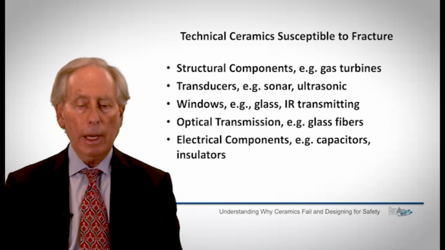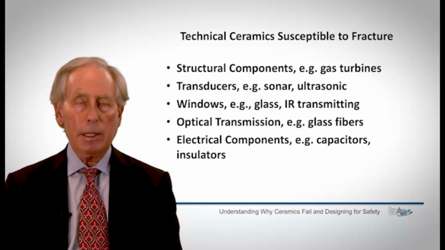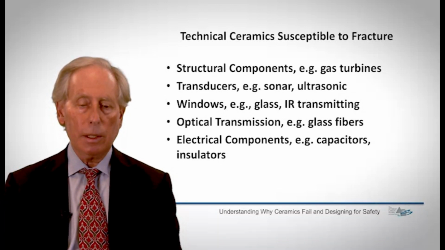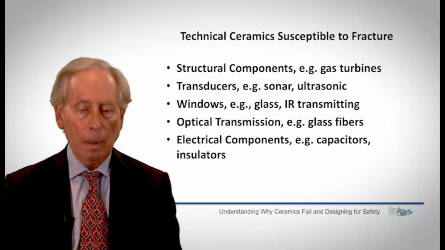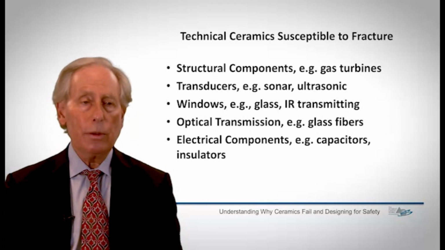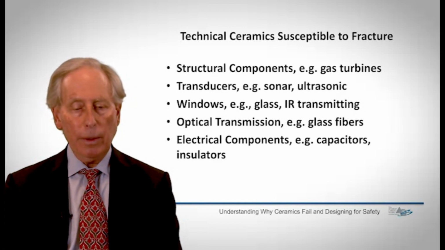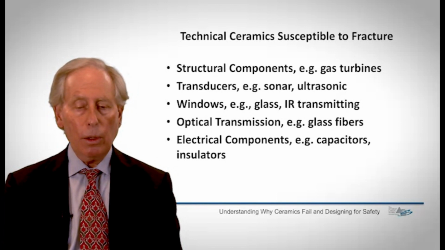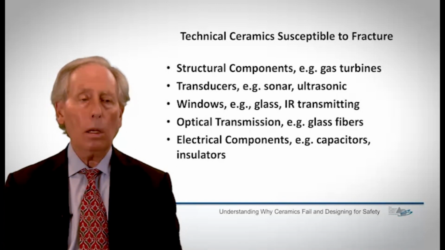infrared transmitting windows, anything in which radiation can pass through, are typically made of brittle materials. As I say, glasses are ceramics in the broad sense of the word, and brittle failure is a frequent cause of failure in these materials. Glass fibers, which we use for optical communication, are obviously brittle, and we have to be concerned about failure of them. And even electrical components, things like multi-layer capacitors, of which you have thousands in automobiles, electrical insulators that you see on lines everywhere, all of these materials are potential candidates for brittle failure.